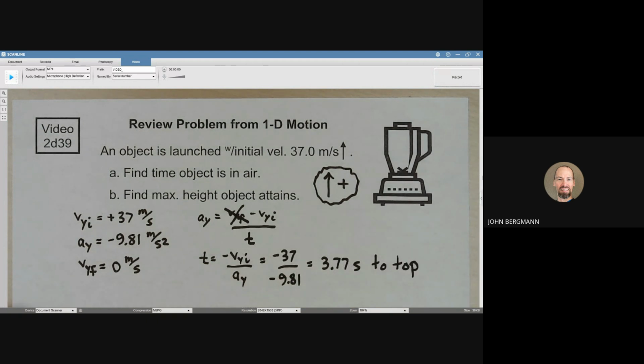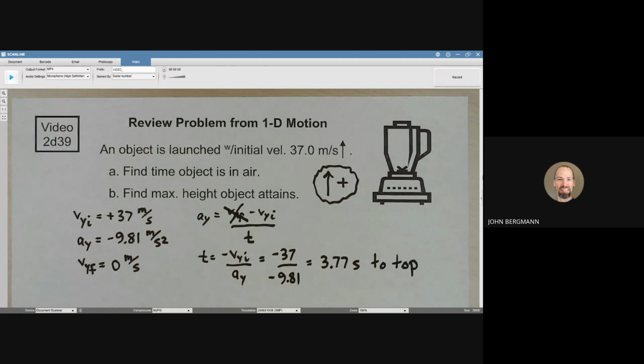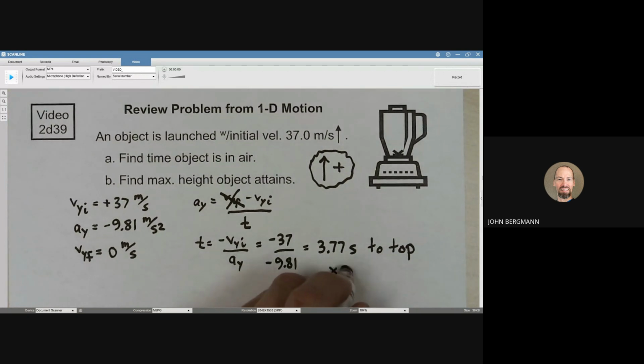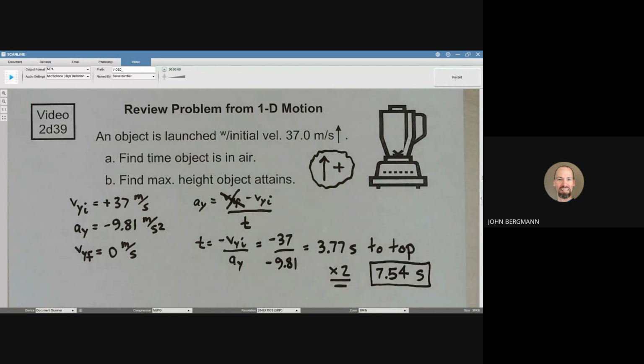Now that is a useful number whenever we're going to calculate perhaps the maximum height. But that doesn't answer our first question, which is the time that it's in the air. So the time that it's in the air is going to be double this because it's going to take that same amount of time to come back down. So when we answer the first question, it's going to be 7.54 seconds.